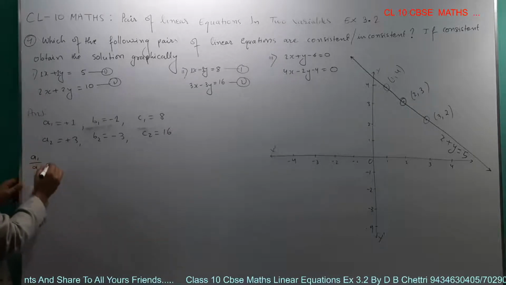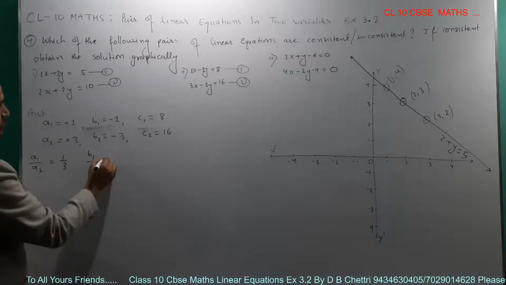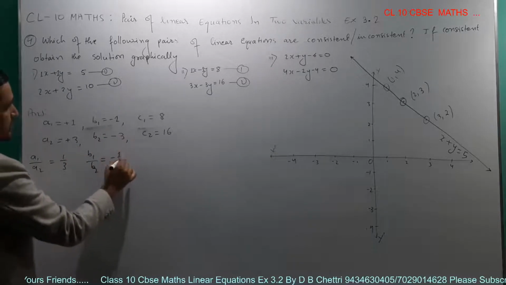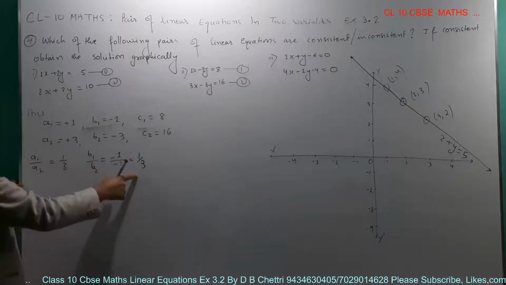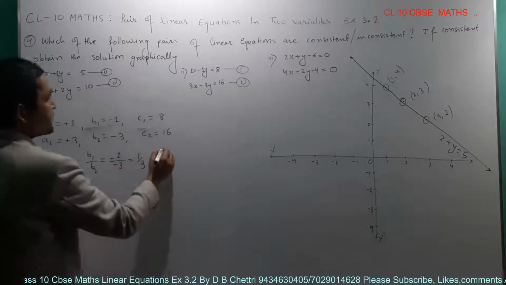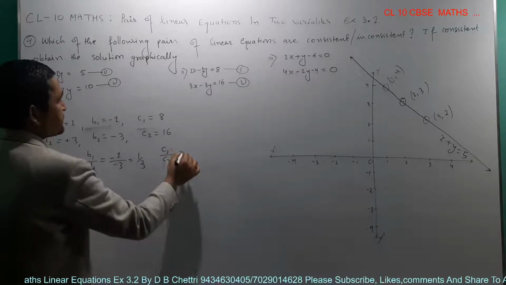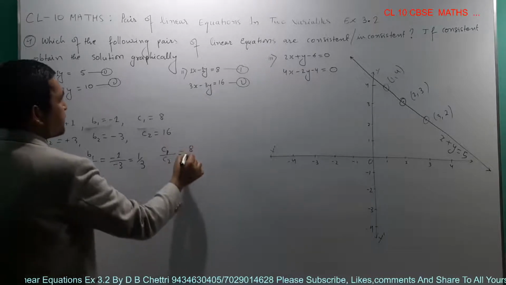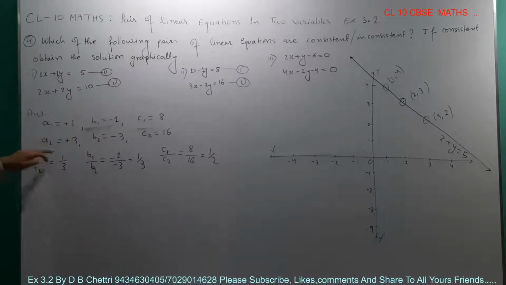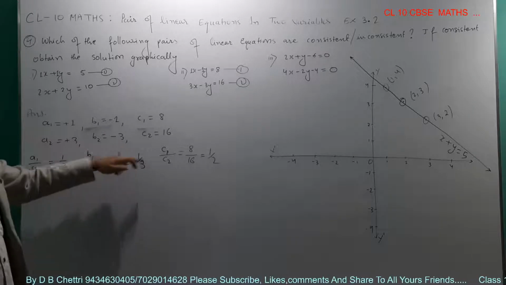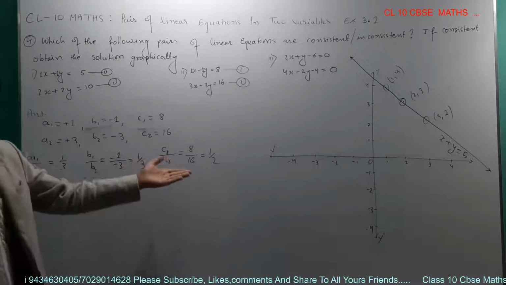Now let's get the ratios. a1 by a2 means 1 by 3. Then b1 by b2 is minus 1 by minus 3. Minus minus cancel, so this is 1 by 3. If these two ratios are the same, then we check the third ratio, c1 by c2, 8 by 16, which is 1 by 2. Now look here. The first ratio is 1 by 3, the second ratio is 1 by 3, and the third ratio is 1 by 2. That means the first and second ratios are not equal to the third ratio.